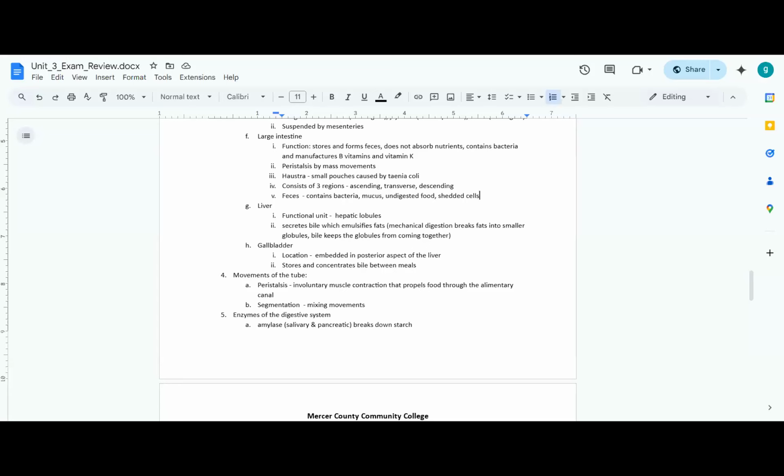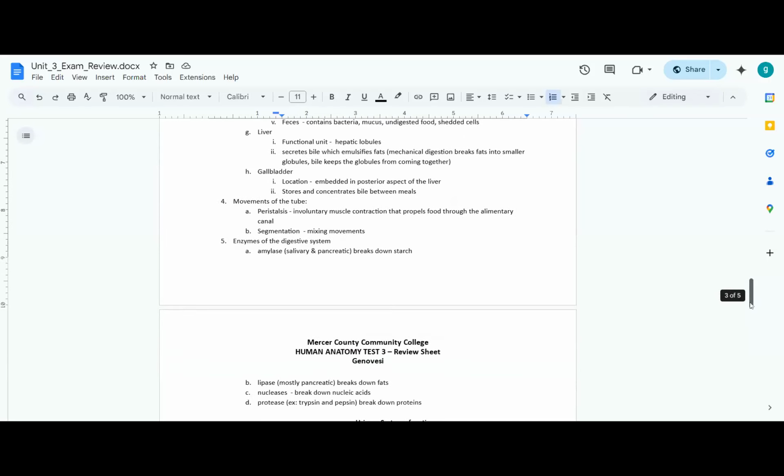The other digestive function is secreting bile, which helps emulsify fats, right? So mechanical digestion breaks the fats into smaller components or globs. Think of globs when you hear the word globules. And the bile keeps the globules from coming together or recoalescing.